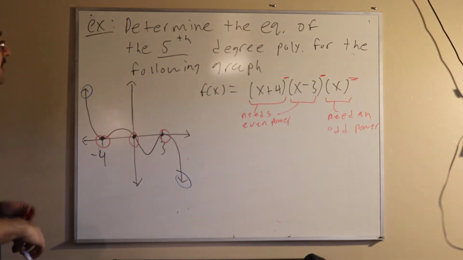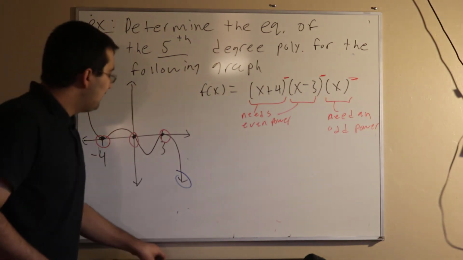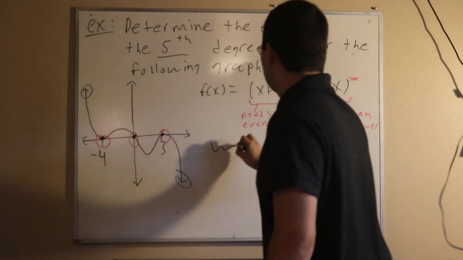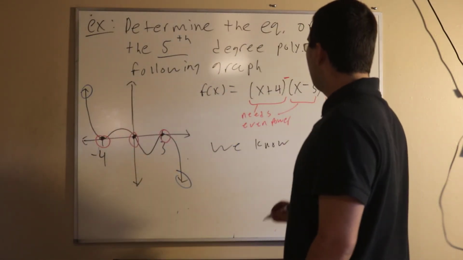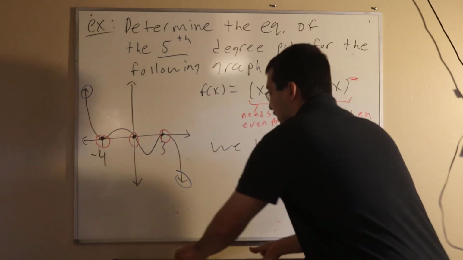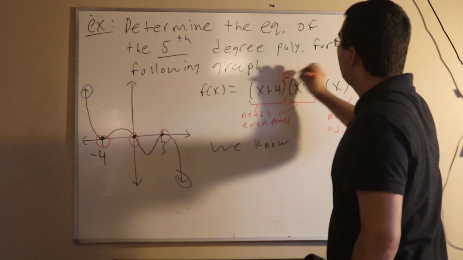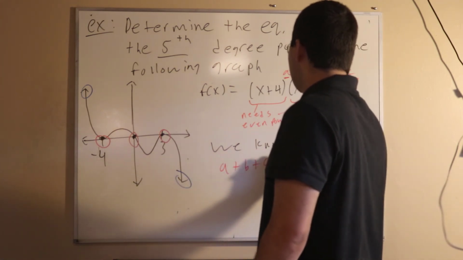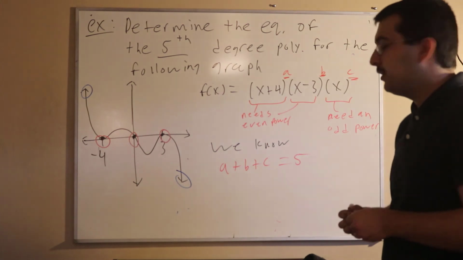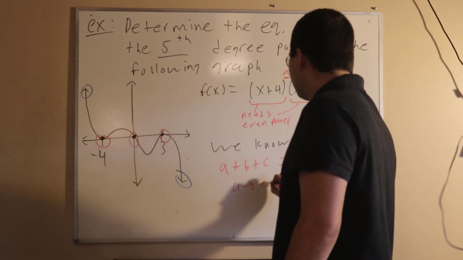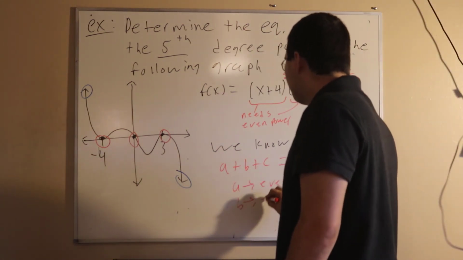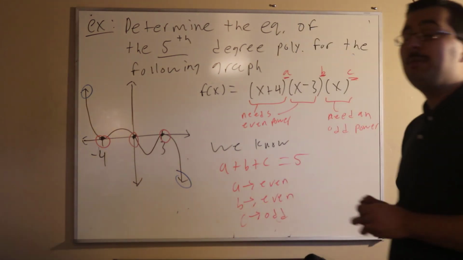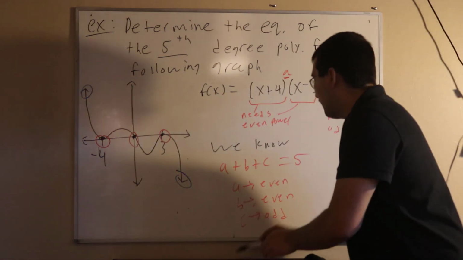But in addition to this, we understand that the degree of the polynomial is 5. So I'm going to call this A, this B, and this C. We know that A plus B plus C has to equal 5. We know that A must be even, B must be even, and C must be odd. And they all must be positive numbers.